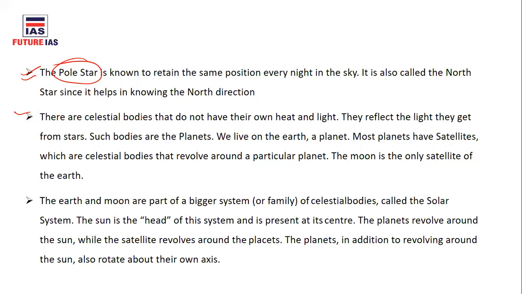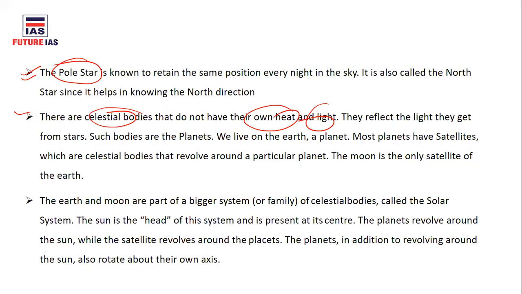Now there are certain celestial bodies that do not have their own heat and light. For example, the moon does not have its own heat and light. The earth also does not have its own heat and light, isn't it? Such celestial bodies reflect the light coming from other stars, for example the light and energy coming from the sun.